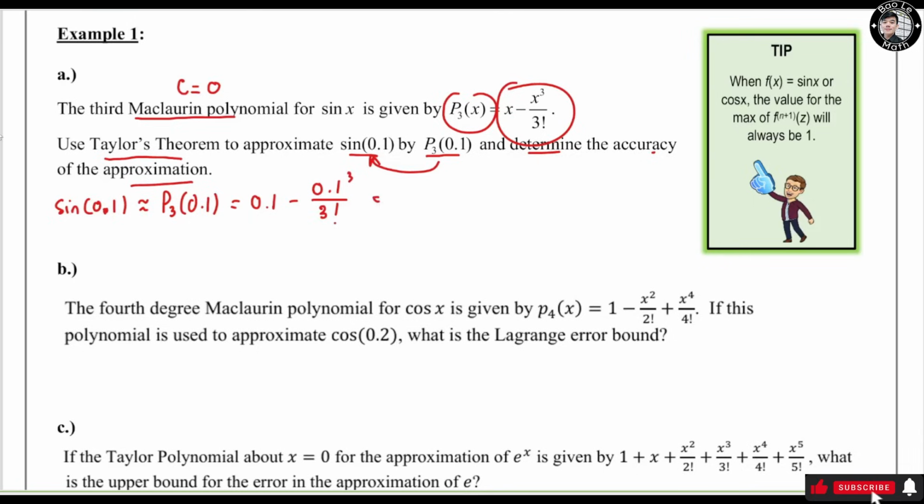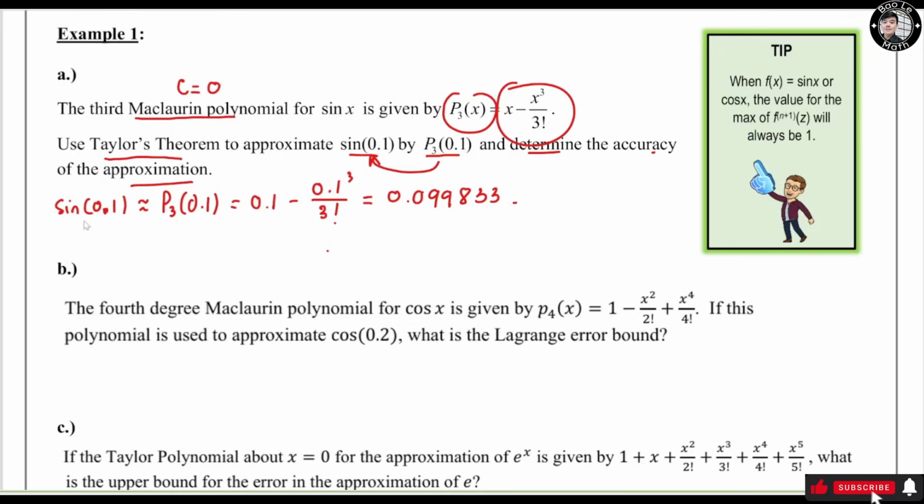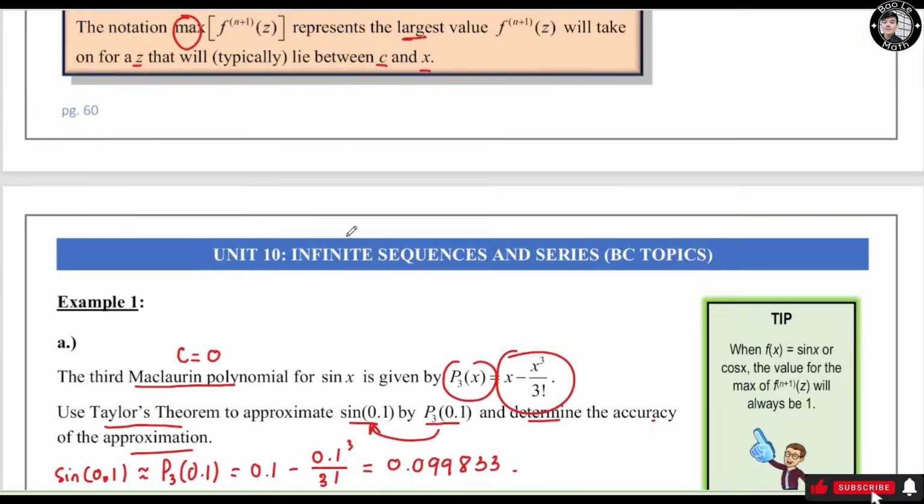So we're going to pull up the calculator. 0.1 minus 0.1 to the third divided by 3 factorial. You divide by 3, hit the factorial, and press Control Enter. It's going to be 0.099833. Now we're going to use the formula for the absolute value of R_3(x), the formula right here.